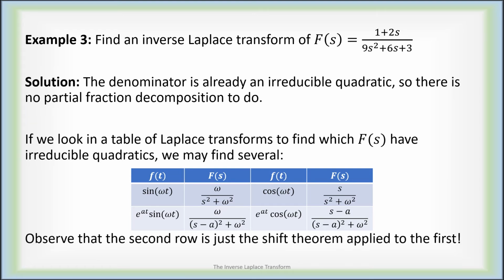The second row, however, is just the shift theorem applied to the first. If I already knew the Laplace transform of sine, if I multiply it by an exponential, by the shifting theorem, its Laplace transform will be a shifted version of the Laplace transform we already found. Similarly, if I know the Laplace transform of cosine, then e to the at times cosine will have a Laplace transform that is a shifted version of the one we already found. So this second row is just a shifted version of the first.